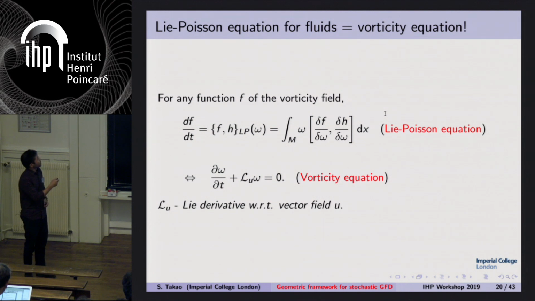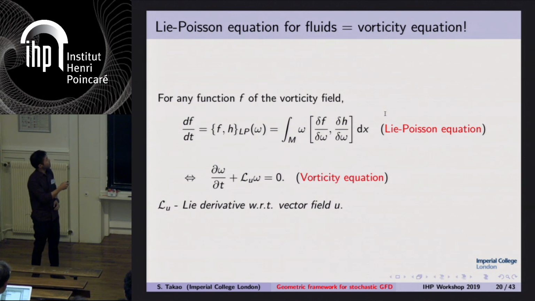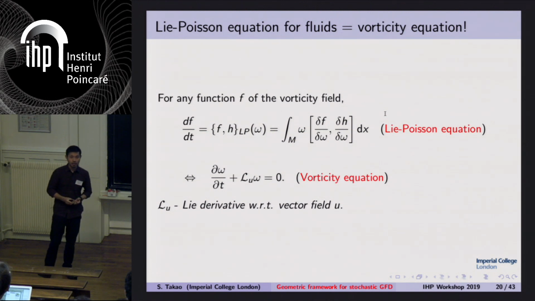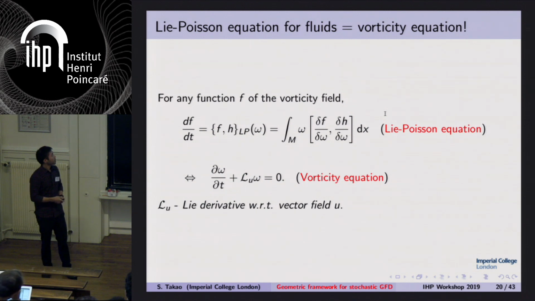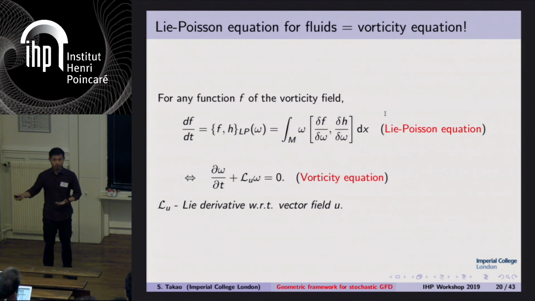So this is the Poisson equation, the generalized Hamilton's equations, which is called the Lie-Poisson equation. So this looks like this. But then after doing a lot of calculations, you can show that this is basically equivalent to the vorticity equation that I write like this. So this L_u is the Lie derivative, which is sort of a generalization of the directional derivative, like u·∇ω. So this is the vorticity equation. So your vorticity equation is equivalent to the generalized Hamilton's equations.